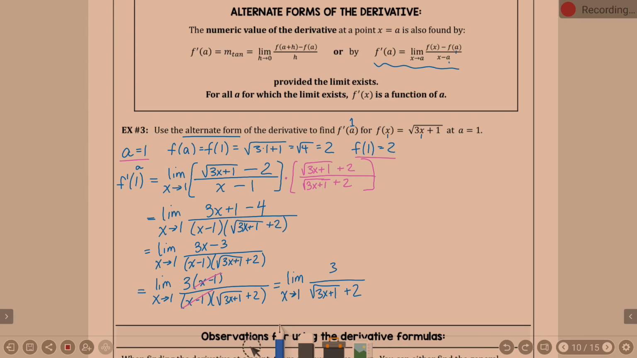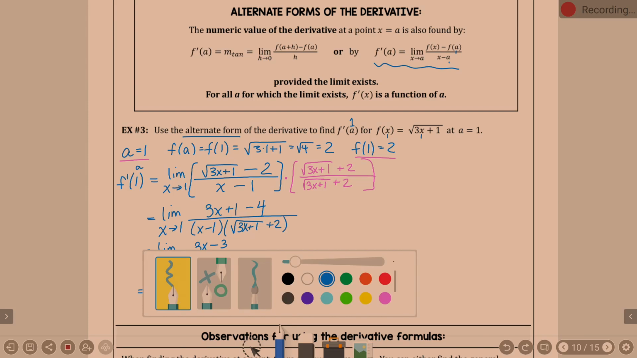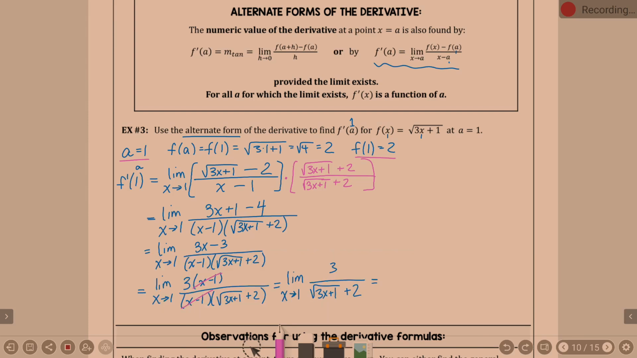So let's plug in. We're going to take our limit, and when we see x, we're going to plug in 1. We're going to hope something nice works. So 3 over the square root of 3 times 1 plus 1, and then plus 2. Yeah, 2 plus 2, so 3/4.